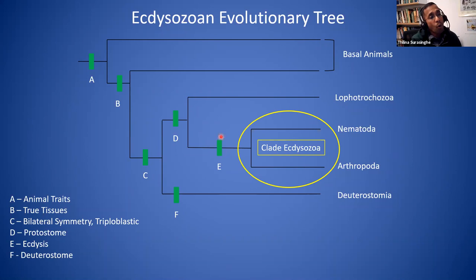And what is a characteristic feature to all ecdysozoans? Well, if you look at this trait E over here, ecdysis, meaning they actually shed their outer skin in order to grow. They molt their exoskeleton, their outer covering, when they are growing. That's one of the most important characters that I want you to know. Ecdysozoan means animals that grow by shedding their skin.